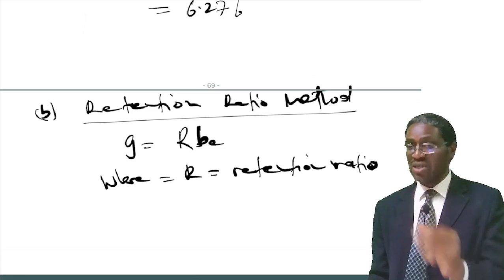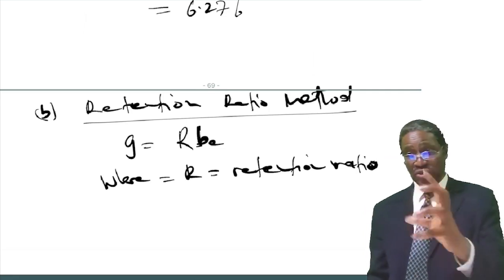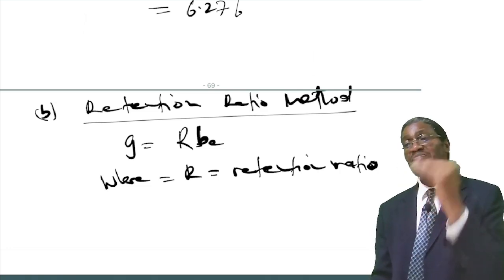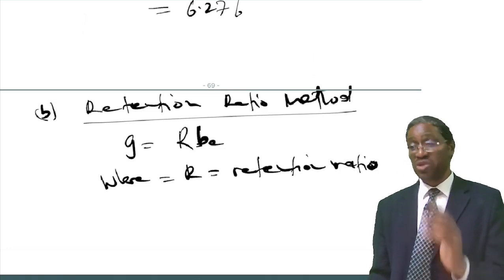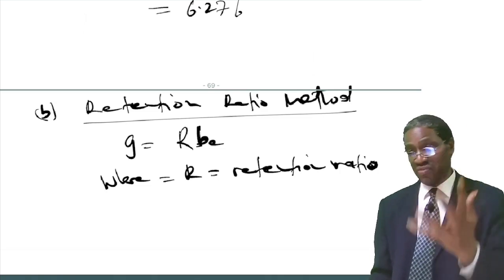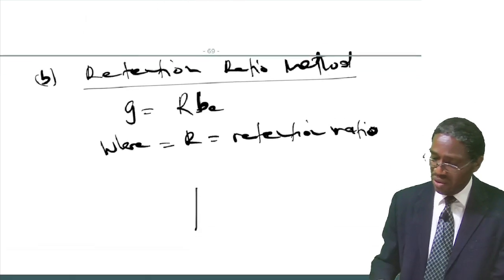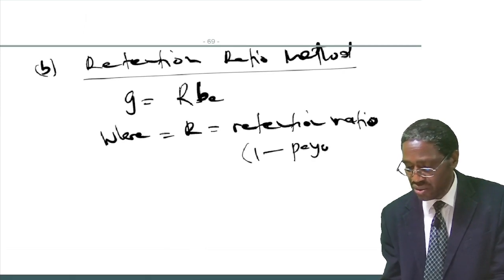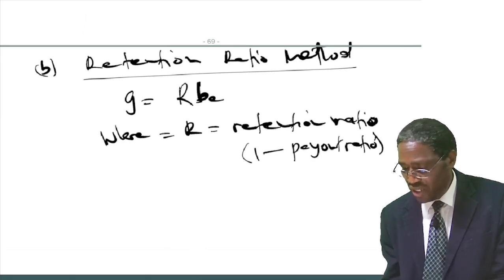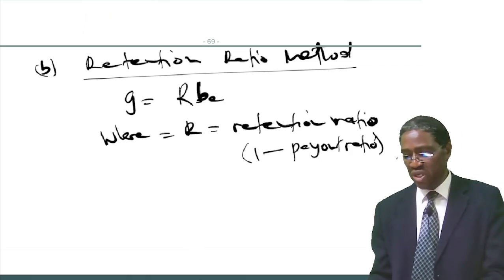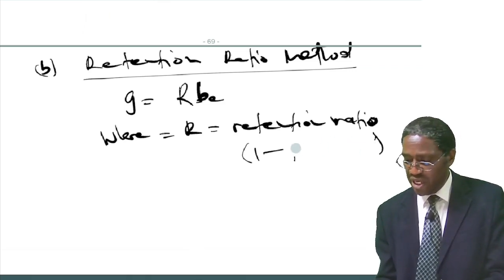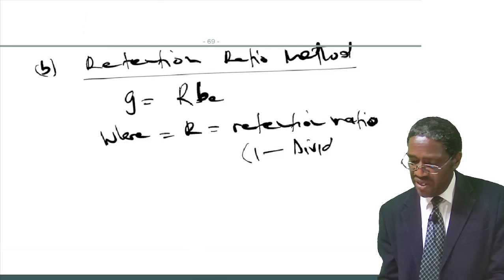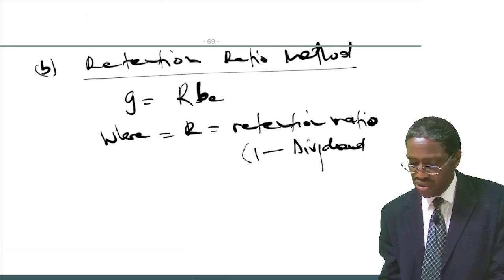What they retained. When you are required to compute the growth rate, you ask yourself, what is the retention ratio? It is 3 divided by 5. Don't forget, the earnings per share was 5. The company retained whatever, which is the same as getting 1 minus payout ratio, or we can call it the dividend payout ratio.